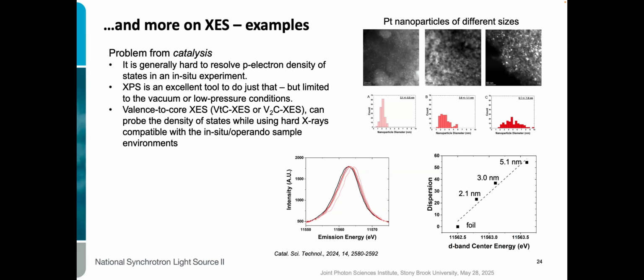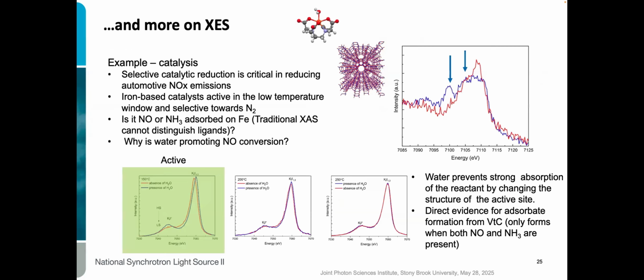But the valence-to-core is on top of everything that I've said. It's actually the direct measure of the density of states, something you can get with XPS. With XPS, you need vacuum, which is not compatible with some of these measurements. So here you get pretty much the same information as XPS, but you can do it in air or in a reactor or whatever you like.